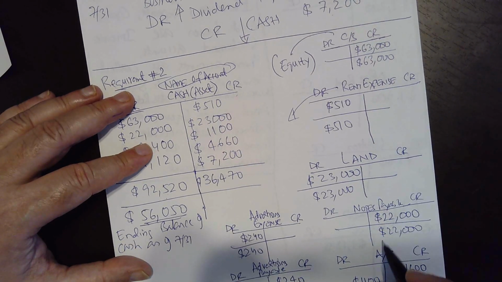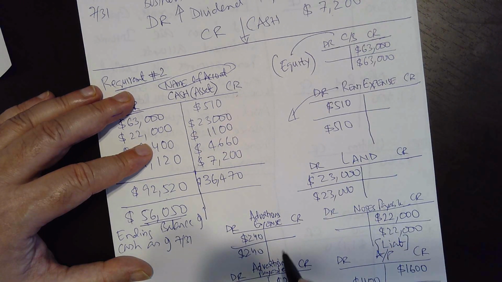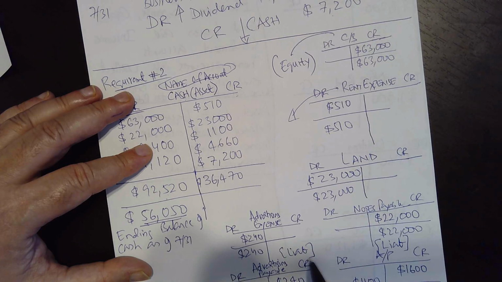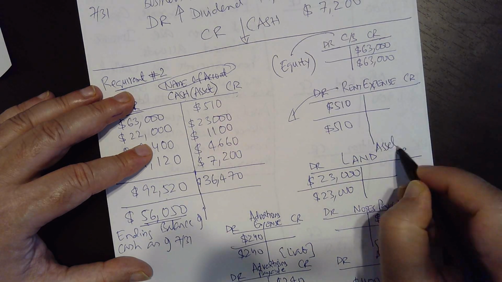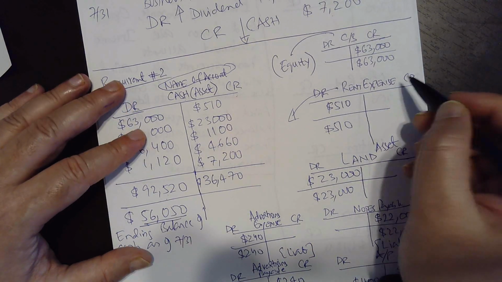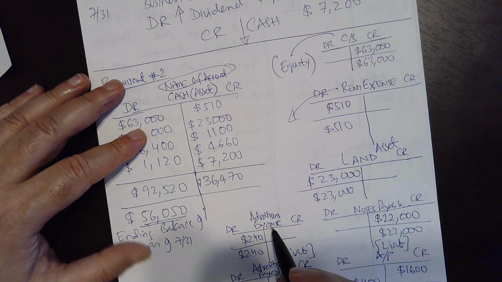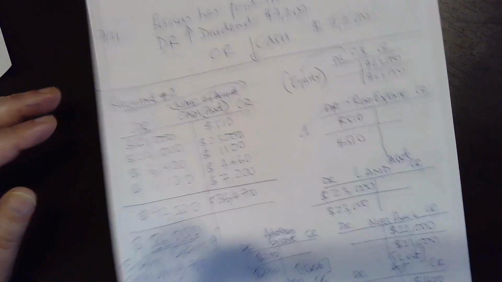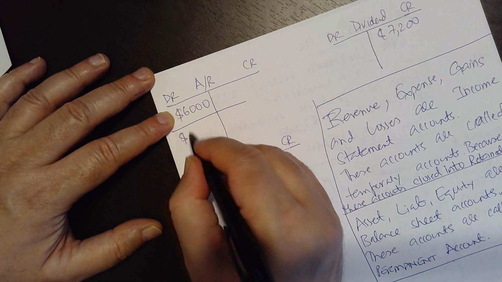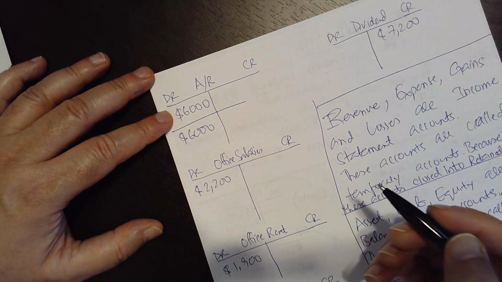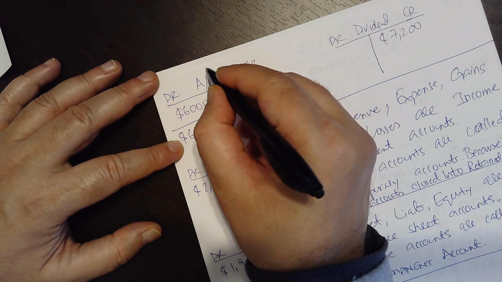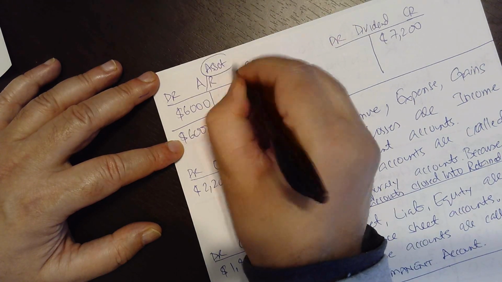So this is a liability account. Payable is a liability account. Land is an asset account. Expense belongs to the income statement. This expense belongs to the income statement. And accounts receivable, because we haven't received anything from our customers, is $6,000, and this is an asset account.